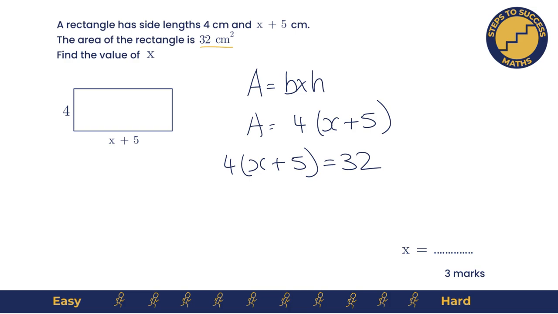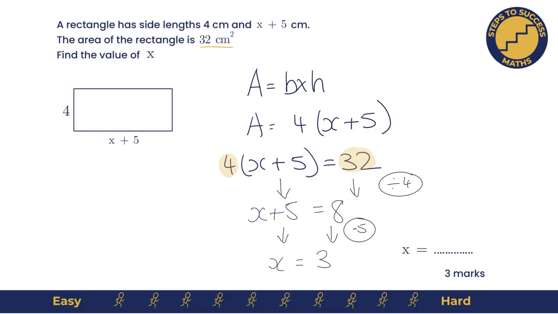So we're going to start by having a look. Does 4 go into 32? Yes, it does. So our step 1 can be to divide both sides by 4. So we've got x plus 5 is equal to 8, because 32 divided by 4 is 8. And now we need to take away 5 from both sides. So x is equal to 3.